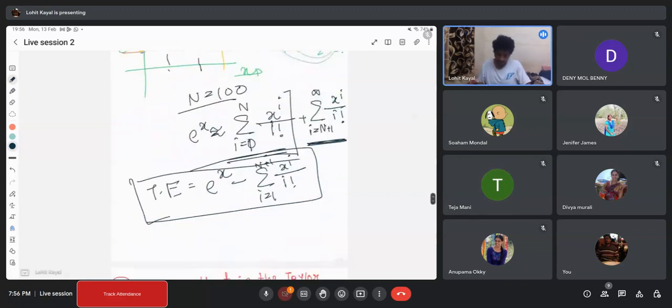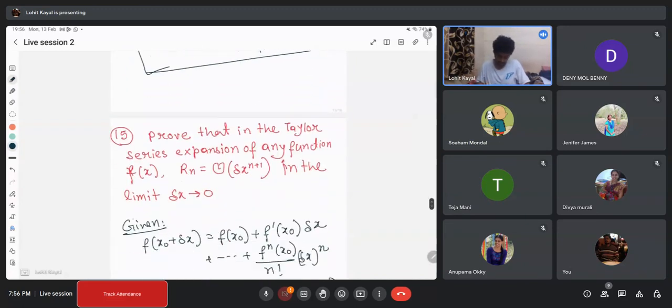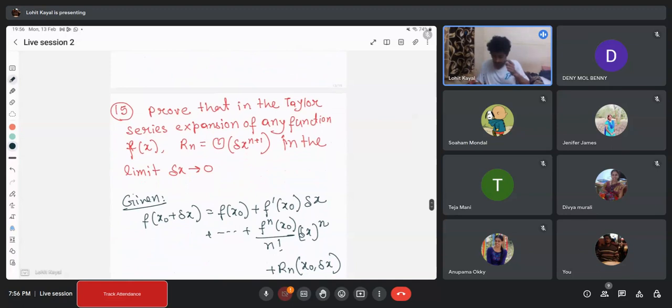So here the truncation error will be e to the power x minus this thing. Now let's do one interesting exercise. Prove that in the Taylor series expansion of any function f(x), Rn equals some symbol, which I will tell you, times delta x to the power n plus 1 in the limit delta x tends to 0.